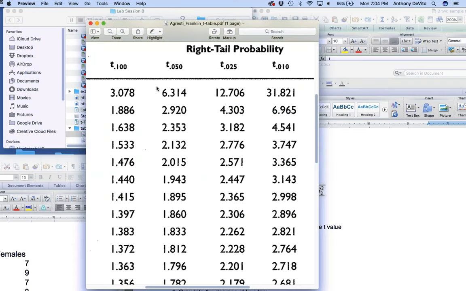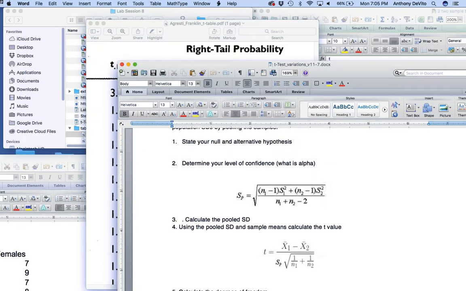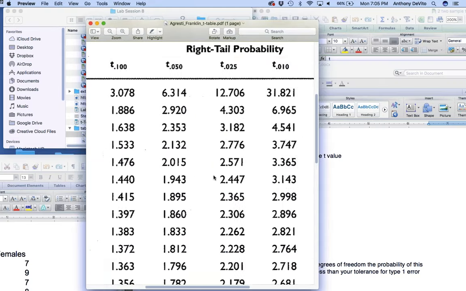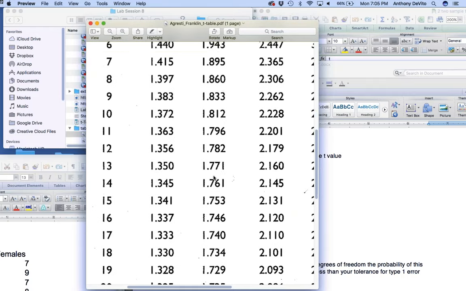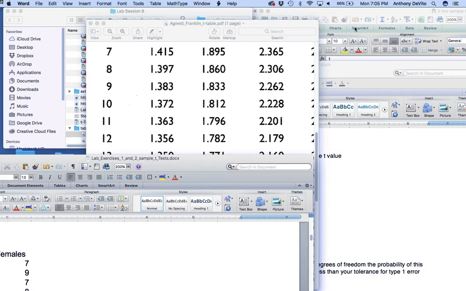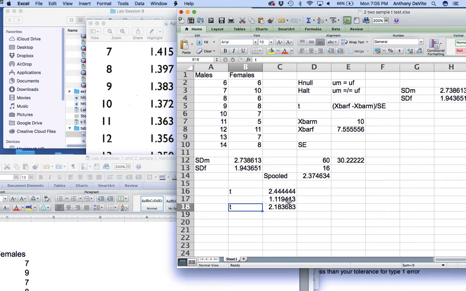How many degrees of freedom am I working with now? I pooled the two groups together. So what do I do when I pool the two groups together? Remember what it said there? Degrees of freedom is equal to n1 plus n2, 9 and 9, 18, minus 2, 16 degrees of freedom, right? So what is the t-score I have to exceed for 16 degrees of freedom? That's going to be 2.12, right? And what was my t-score I calculated? I lost it. 2.18.